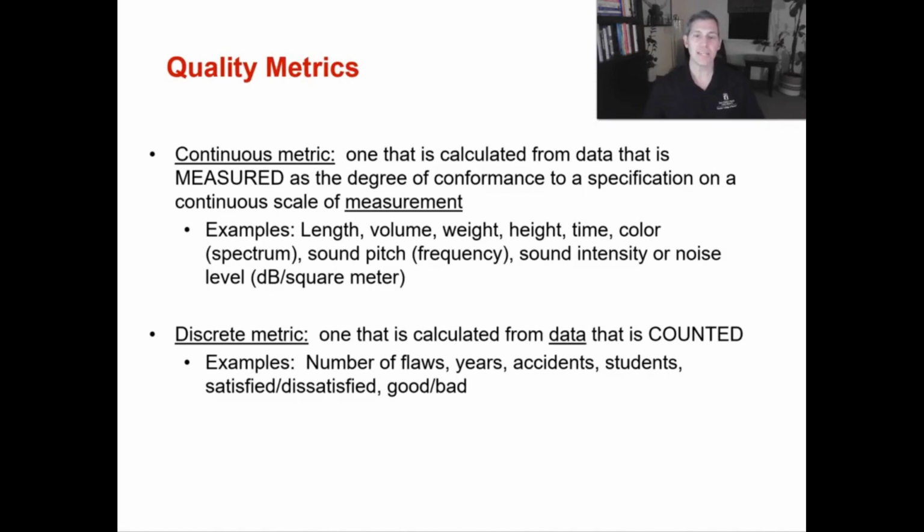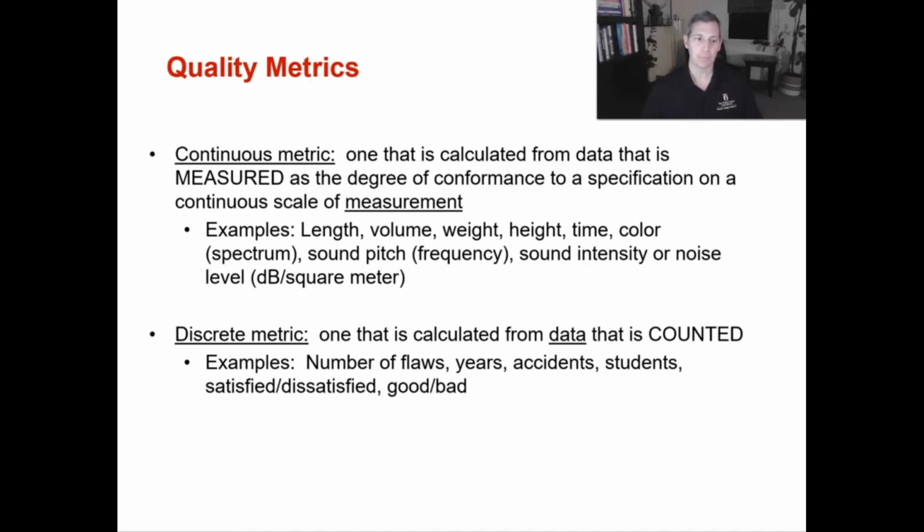So for the quality metrics, there are 2 different kinds of control chart classifications. The first one is a continuous metric. This is one that can be calculated from data that is measured as the degree of conformance to a specification on a continuous scale of measurement. Examples could be length, volume, weight, height, time, color, sound. Those are all things that can be measured. So you would use an X bar or an R chart for continuous metrics.